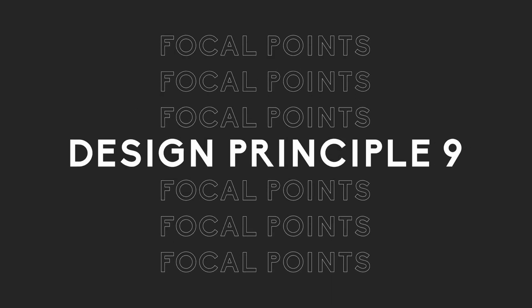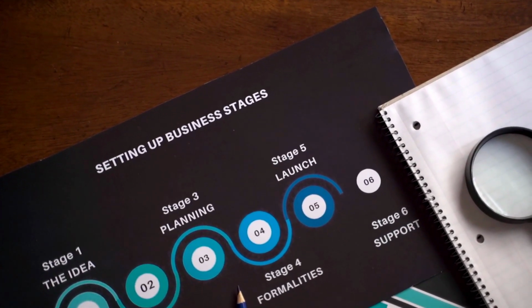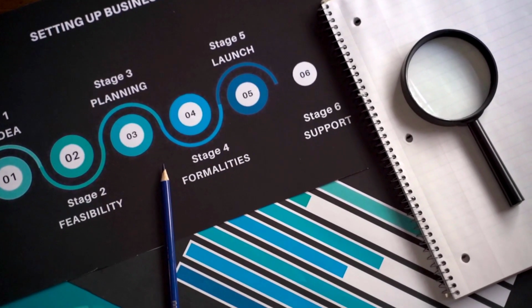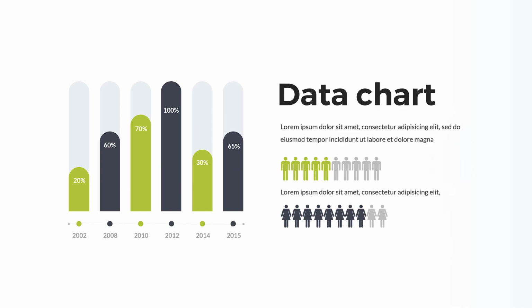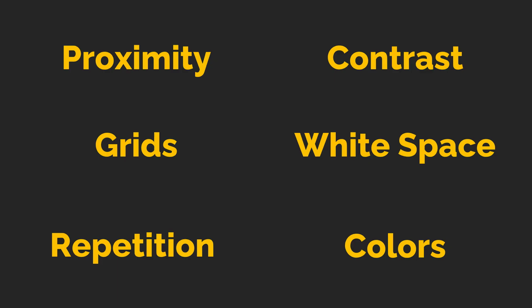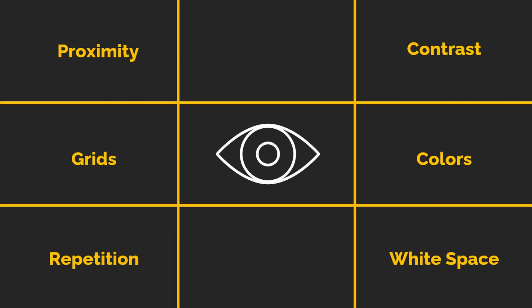Our design principle number 9 is focal points. The focal point design principle is all about making one particular piece of your slide stand out first. It could be an image, a data set, or even a piece of text, depending on the type of presentation you're making. Most of the principles we've discussed until now, colors, grids, proximity, etc., all work together to create focal points in one way or another.